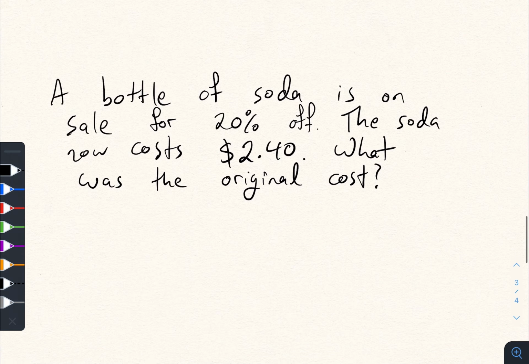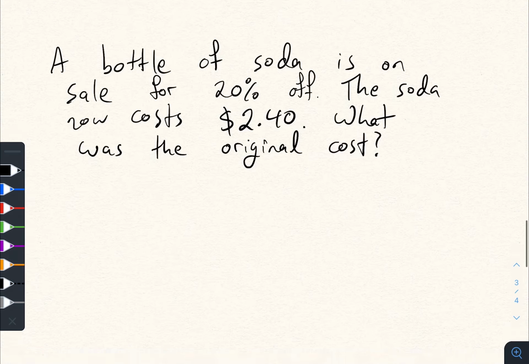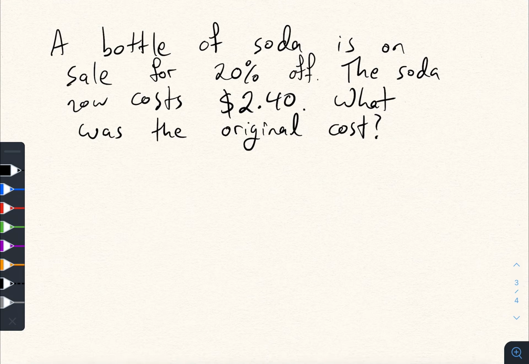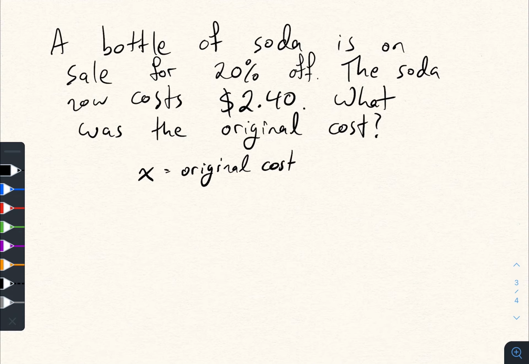All right, let's do another problem. A bottle of soda is on sale for 20% off. The soda now costs $2.40. What was the original cost? So here's a good place to use a variable. So let's say that x is the original cost. So we start at X dollars, and then we go on sale for 20% off.